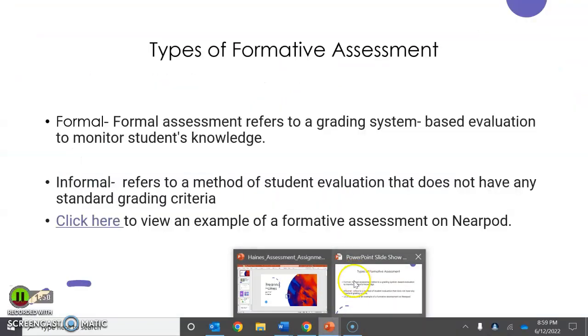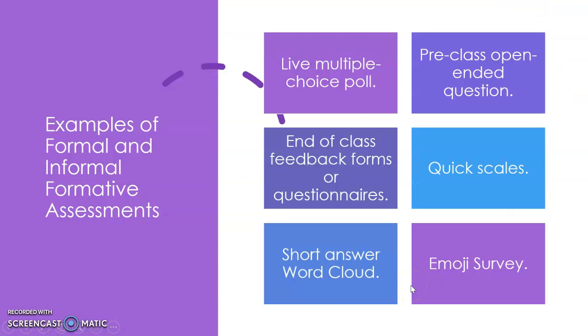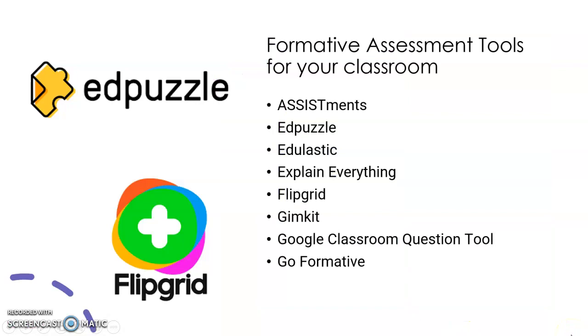All right, going back to the presentation. Examples of formal and informal assessments include a live multiple choice poll, which is what you just saw. You can give open-ended questions. You can do an emoji survey, which is something my students do every morning through a social emotional classroom app called Rhythm. They do one every day in my class.